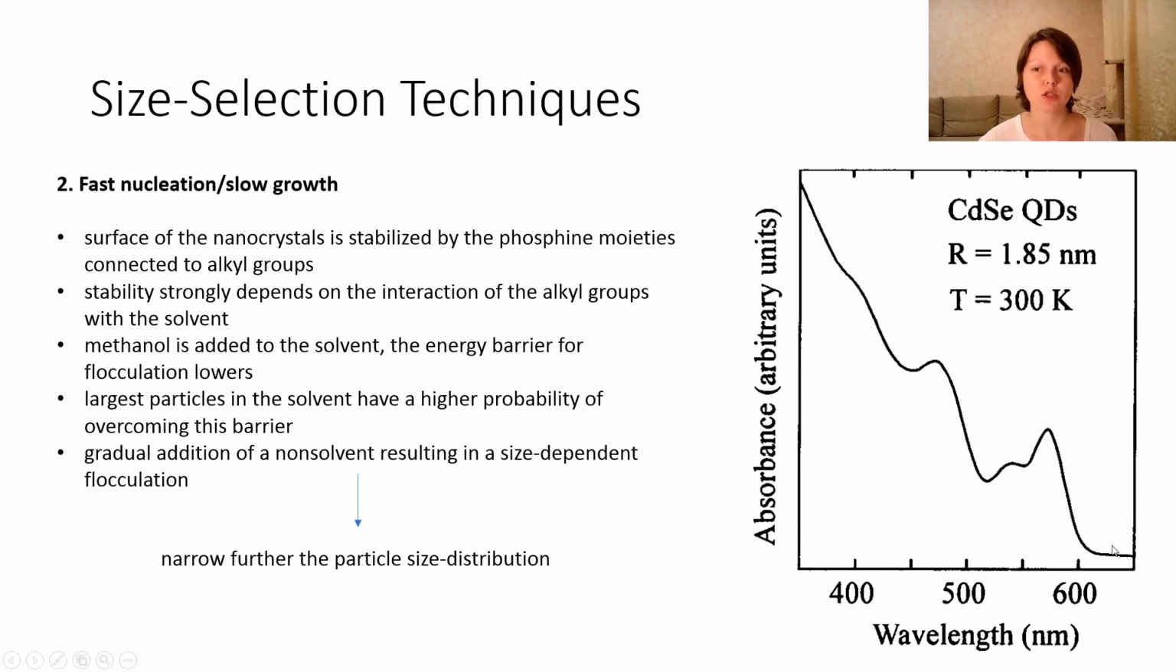Cadmium selenide quantum dots that were obtained by this method with a mean size of 1.85 nanometers possess very narrow absorption lines on the absorption spectra because their deviation from the mean size in this case was less than 5%, and it is the lowest size distribution that can be obtained in the organic matrices.